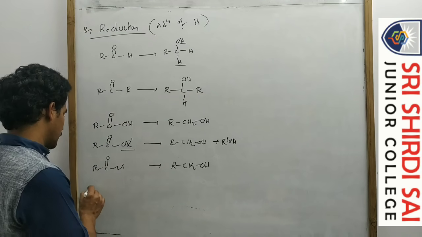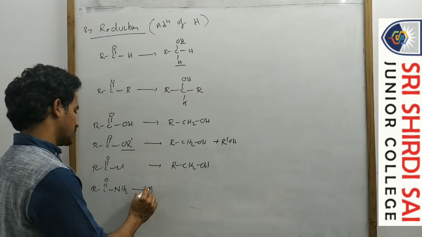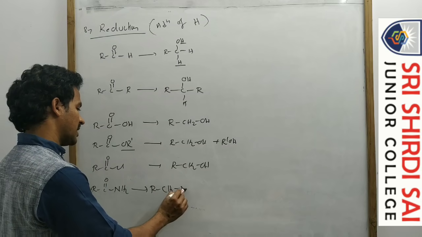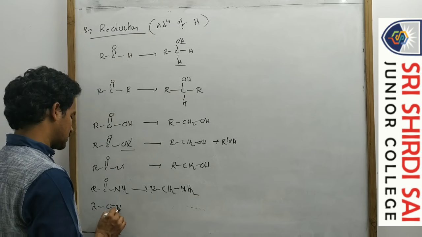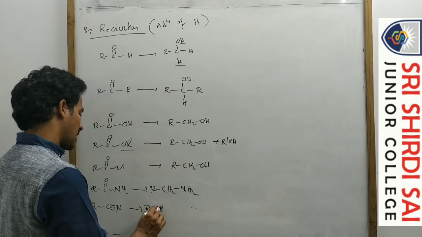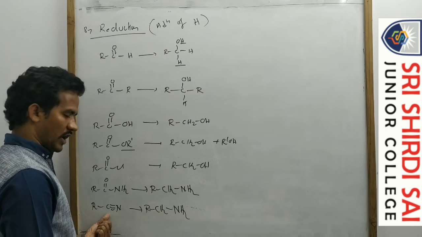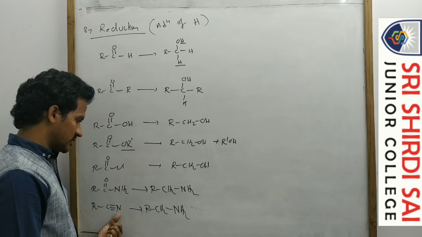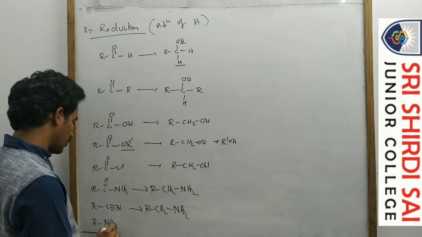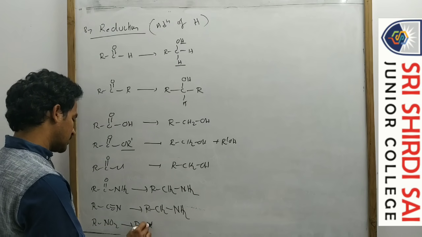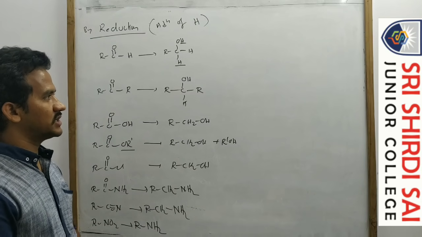Now here, the amides. Amides produce amines, okay, not alcohols. So remember this one. And cyanides on reduction produce RCH2NH2. It is also addition of hydrogens: 2 hydrogens to this carbon and 2 hydrogens to this nitrogen. And next, NO2 on reduction is converted to RNH2. So all these are the reduction reactions.